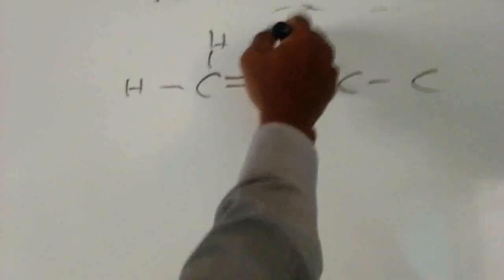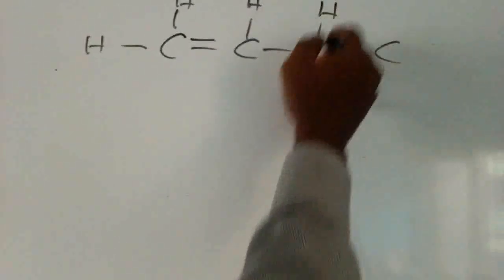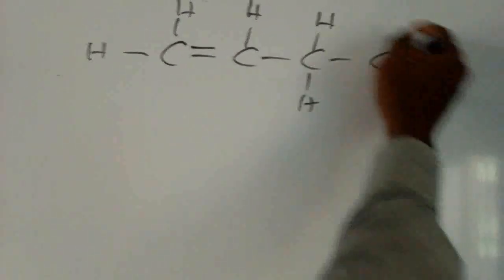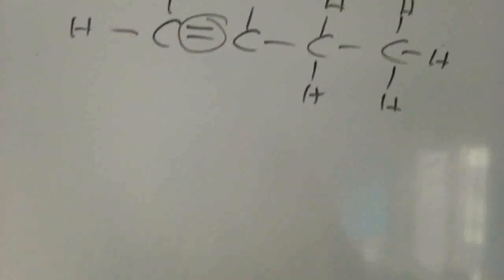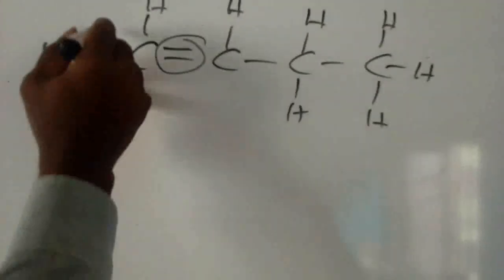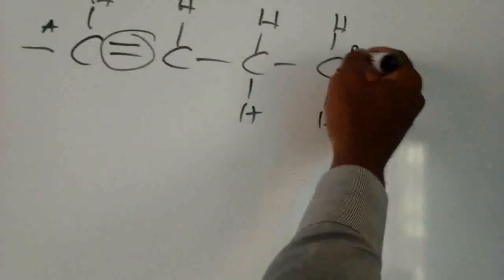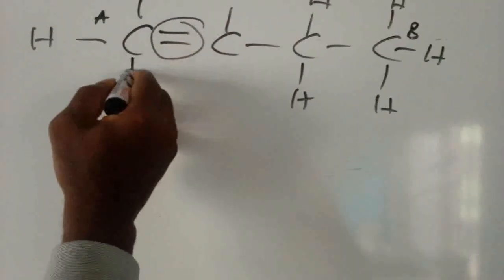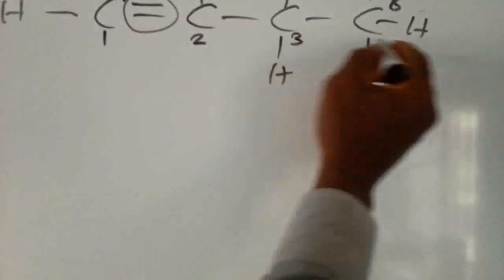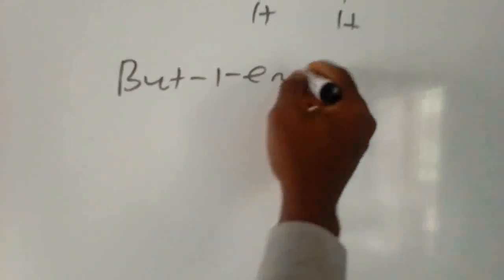This is called butene, or in actual sense is called but-1-ene. This is the functional group of alkenes. We number from the end of the carbon closer to the double bond. The end is this side. 1, 2, 3, 4. So this is called but-1-ene.